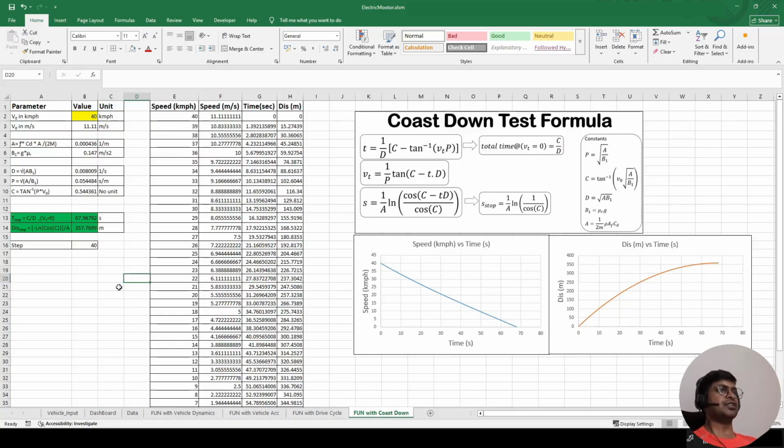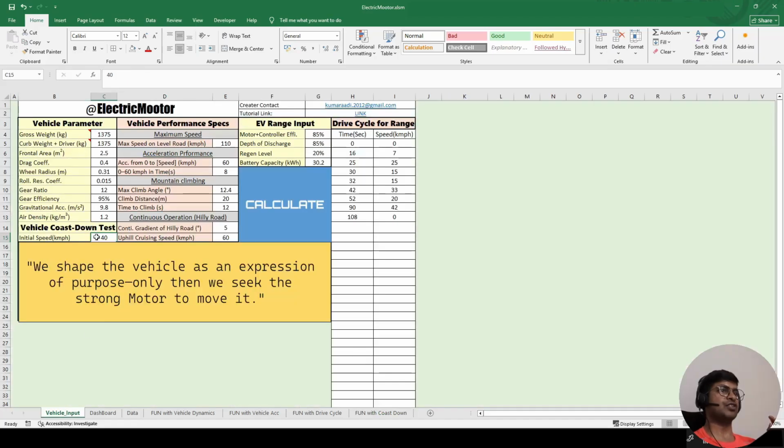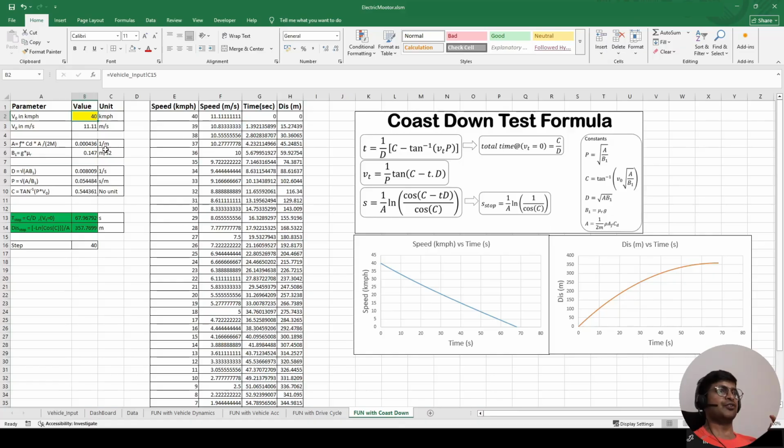And here if you see, there is only one input. Of course it is not an input, I am just referencing this value here. So if you put this value, then you will get time to stop and distance to stop, and you can compare this value with the tested value and negotiate with the car manufacturer. But now let's go one by one to understand this entire Excel sheet.